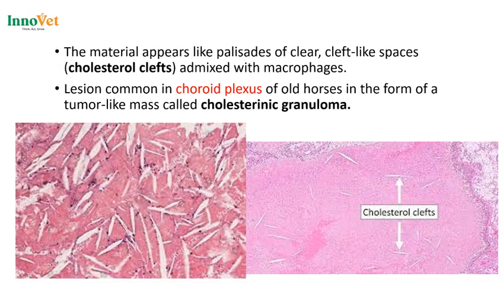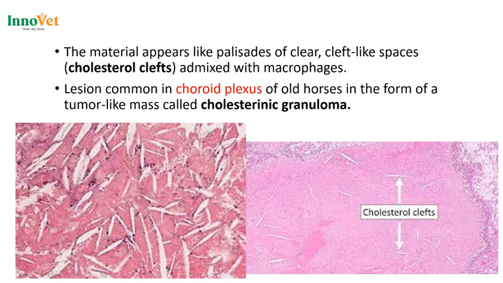In this slide, we can really appreciate the organization and the appearance of these cholesterol clefts. They are microscopic, by the way. So they will appear like palisades. Palisades, simply I can refer to it as piles. There will be piles of these needle-like, clear, cleft-like spaces, and they will be admixed with macrophages.